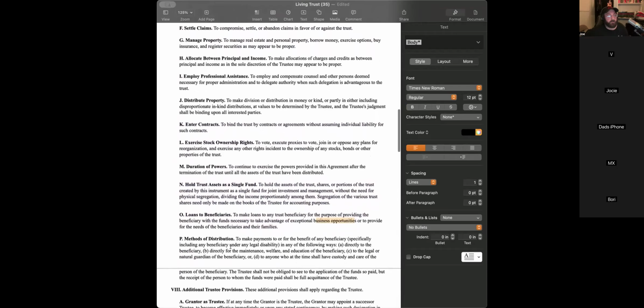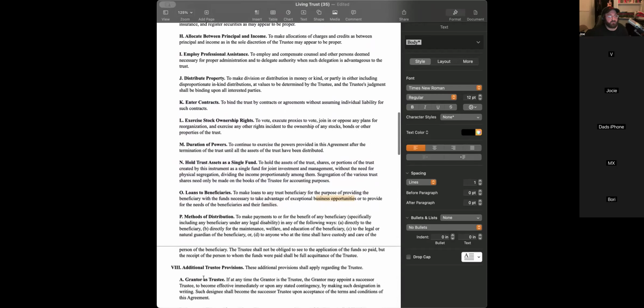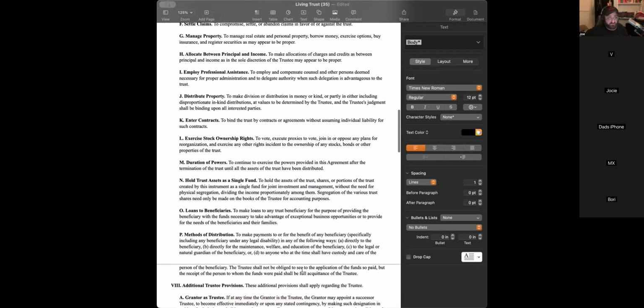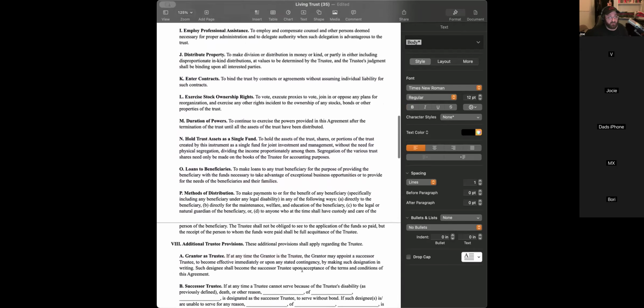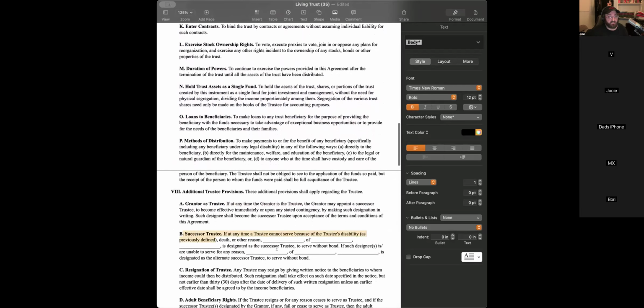All right. Additional provisions. If at any time the grantor is the trustee, the grantor may appoint a successor trustee to become effective immediately or upon any stated contingency. And there's more stuff to that. Like I said, there was no successor trustee.